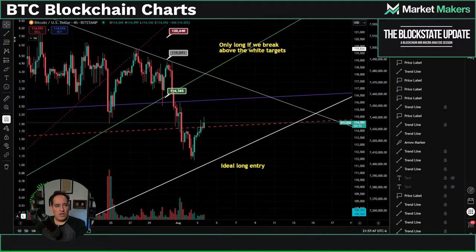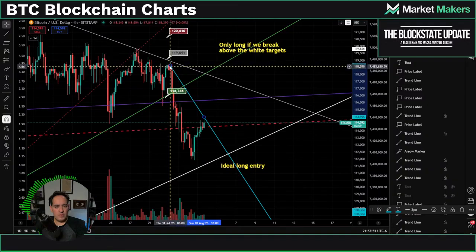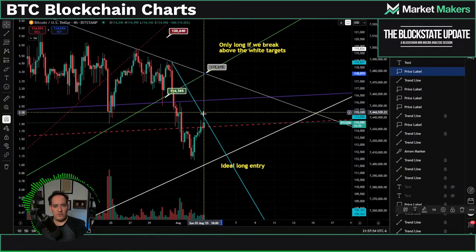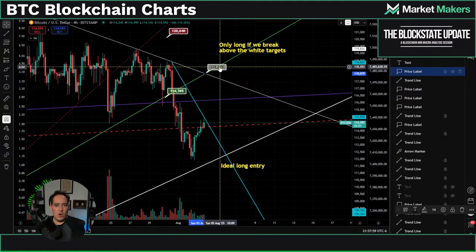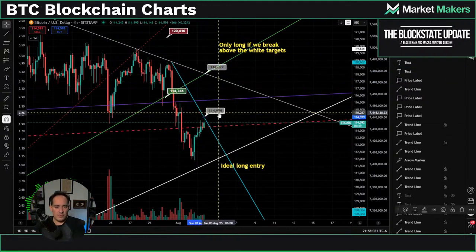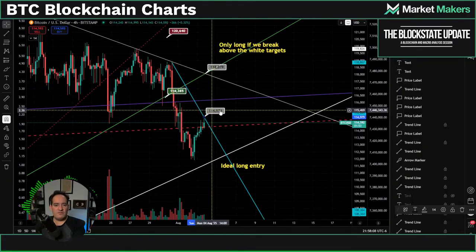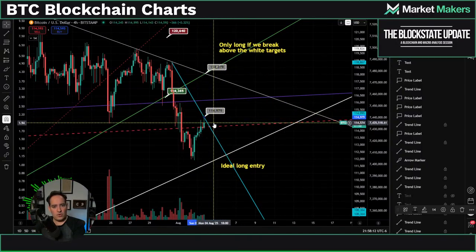But right now, if you want to be looking for that long, you want to be getting in here as we break above this level. So you've got two ways to trade this. First of all, we can wait for that breakout above 118,000 as of this hour. Or if you're going to be doing a shorter time frame trade, then you would be waiting for a break above $115,000. That's going to be a good little breakout entry for Bitcoin.